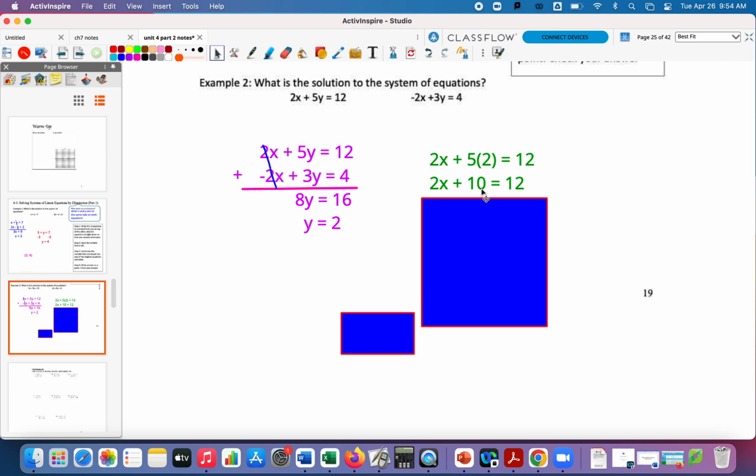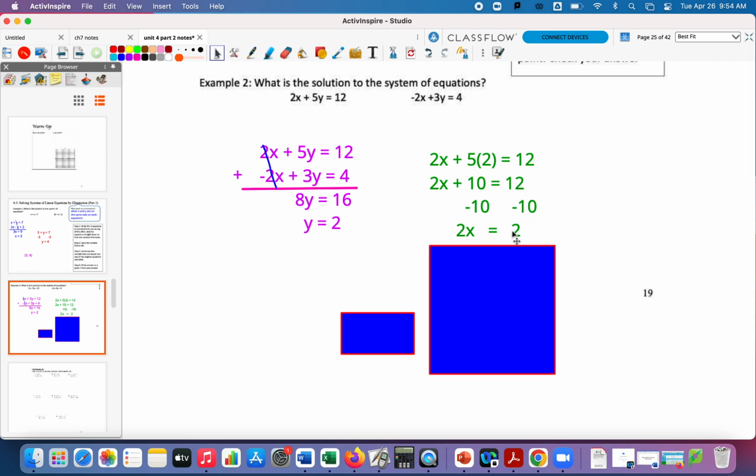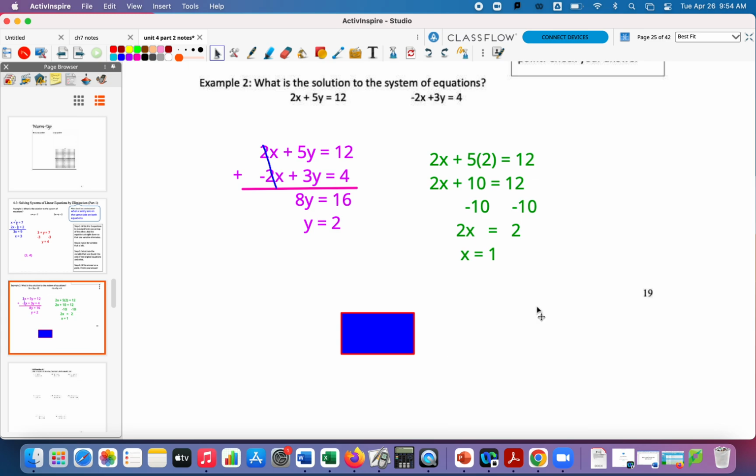So let's see here. A little more solving involved, but we've done this before. 5 times 2 is 10. I just need to move the 10 over, so I'm going to minus 10 on both sides. So I got 2x left on this side. 12 minus 10 is 2. We could divide both sides by 2 to get an answer of x equals 1. So therefore, our answer is going to be the x value first, so 1, 2.